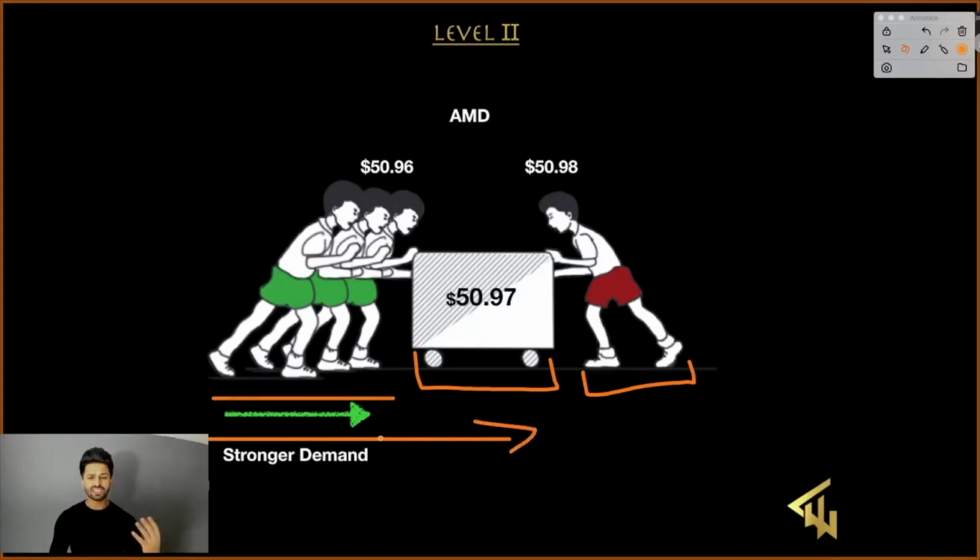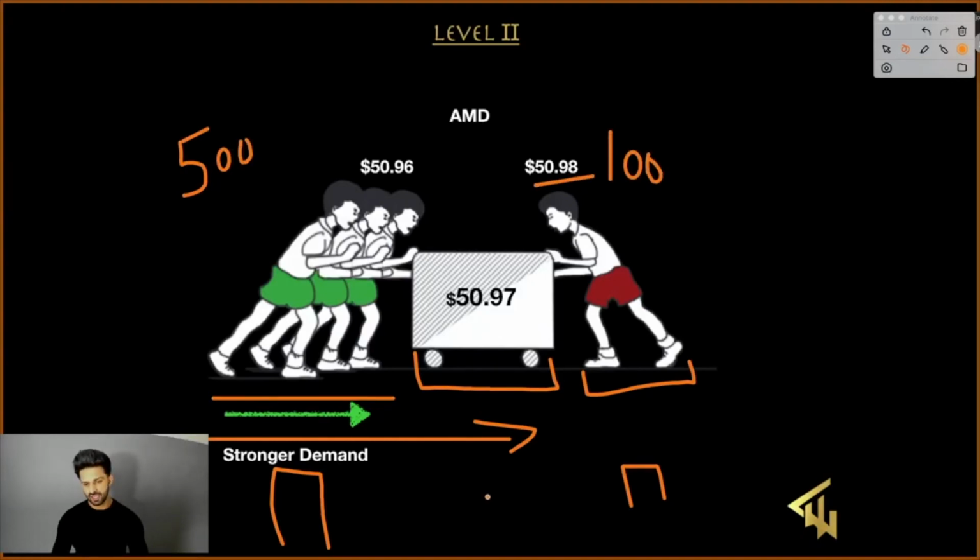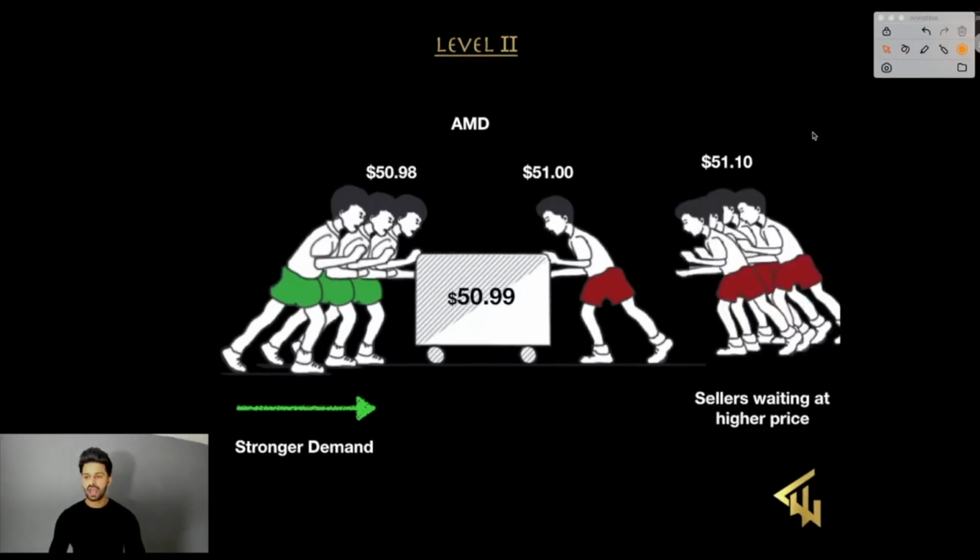Based on that, we have a stronger bid size, a small volume of sellers, and a strong volume on the buyer side. Let's say over here we have 500 buyers and we only have 100 sellers sitting at $50.98. Looking at level 2 and this picture, it's pretty obvious that the price of the stock is going to start moving to the upside. At $50.98, they might give this up, and the stock price is going to carry on until we see sellers stepping in. This is what it might look like.